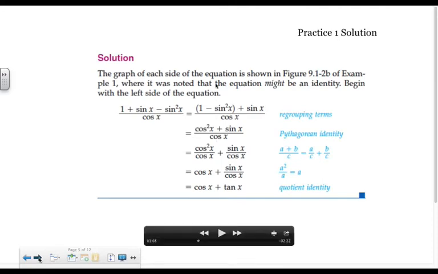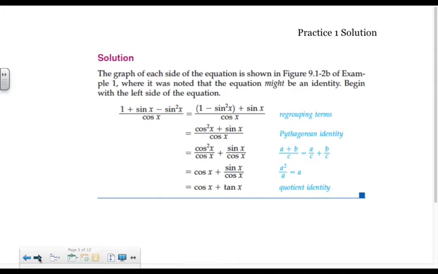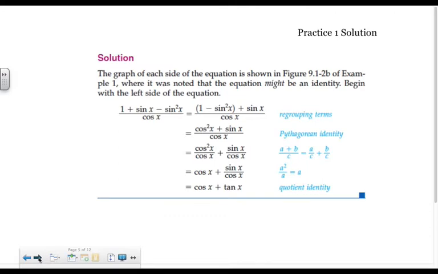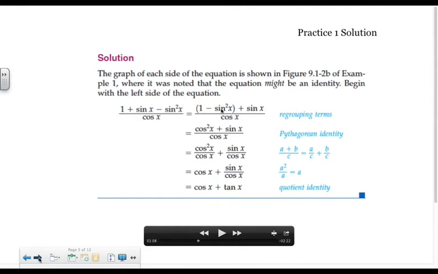Here's the solution. Okay, so what we did first is we rearranged the terms, okay? And I have 1 minus sine squared. Now, if you think back to the Pythagorean identity, I can replace 1 minus sine squared with cosine squared, okay? The Pythagorean identities don't have to be written exactly as they are in the chart. You can manipulate them to say other things.